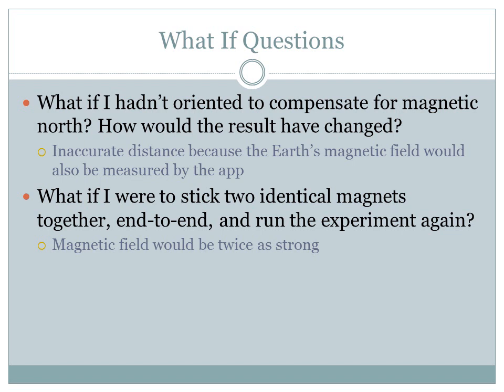If I had not oriented my phone to compensate for the magnetic north, then the results would have been inaccurate because the Earth's magnetic field would have been taken into account by the app too, which would have been measuring 2 magnetic fields instead of 1. And if I were to stick 2 identical magnets together end to end, the experiment would have a magnetic field that is twice as strong due to superposition.